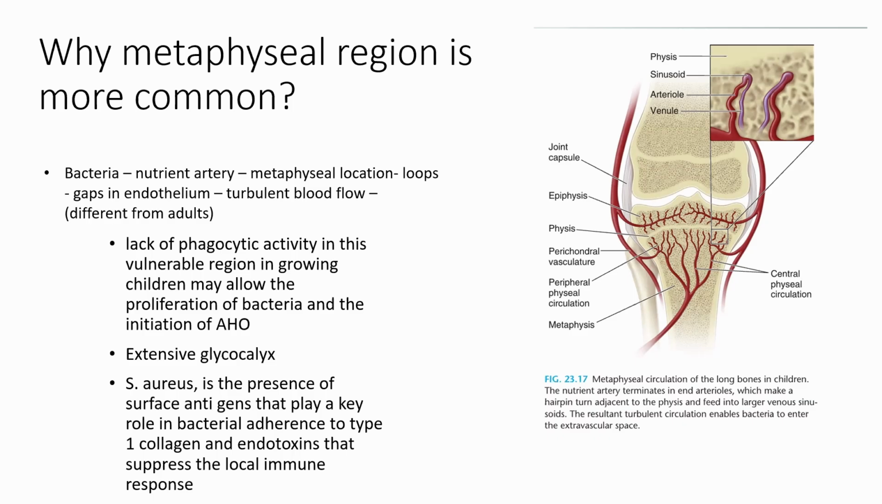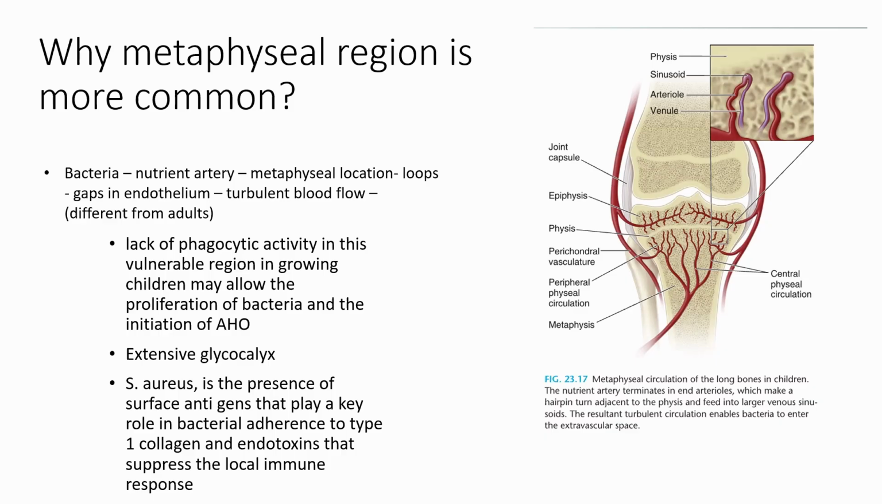So why is the metaphyseal region more commonly affected? The metaphyseal blood supply has a peculiar arrangement. It consists of loops or a sinusoidal arrangement. Epiphyseal blood supply doesn't come in contact with the metaphyseal blood supply in an unfused skeleton. The growth plate acts as a barrier.